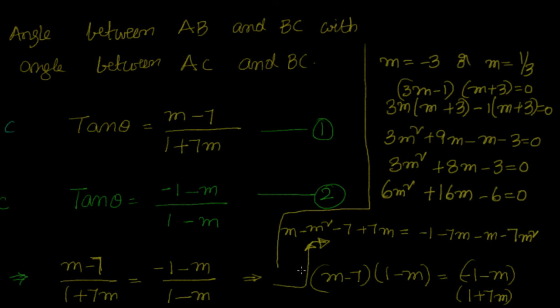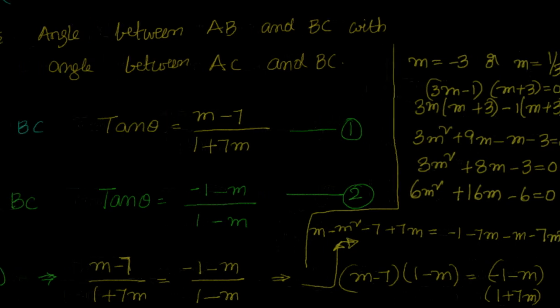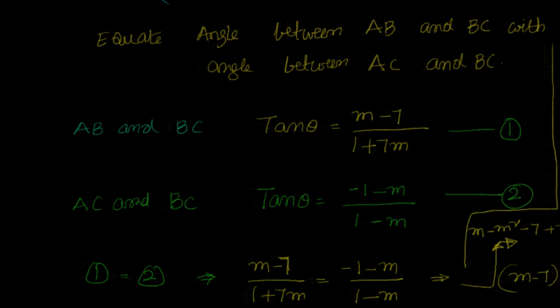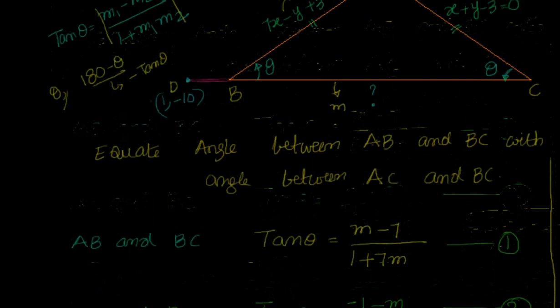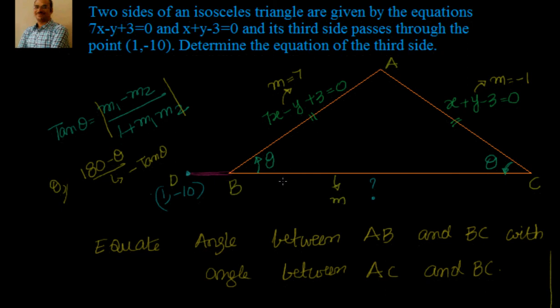Now let me just erase this. We got the slopes, so we can easily find the equations. Before going there, let me summarize what we have done. We have to find the equation of the third side. We know two sides. These two sides are equal, so base angles are equal. Since base angles are equal, I know how to find the angle between two lines. Assume the slope is m here and we know the slopes of these two lines. Find the angle from AB and BC and AC and BC. Equate both of them so that we can find the value of m. We got m equal to 1 by 3 or minus 3.